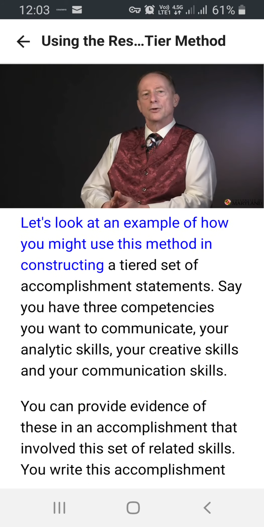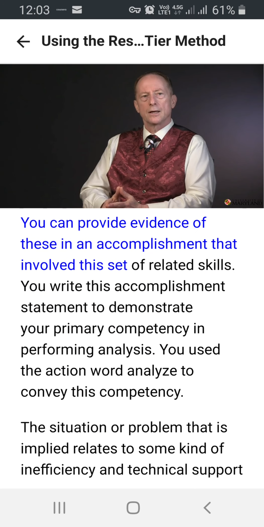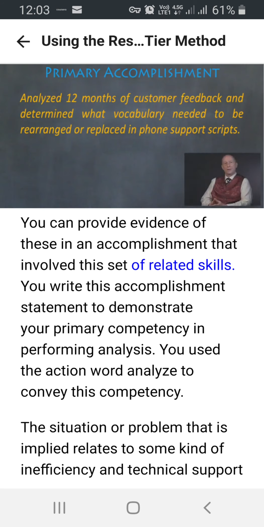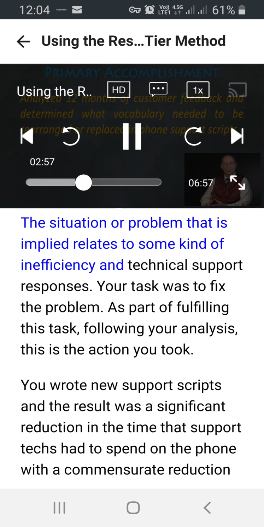Let's look at an example of how you might use this method in constructing a tiered set of accomplishment statements. Say you have 3 competencies you want to communicate: your analytic skills, your creative skills, and your communication skills. You can provide evidence of these in an accomplishment that involved this set of related skills. You write this accomplishment statement to demonstrate your primary competency in performing analysis. You use the action word analyze to convey this competency. The situation or problem that is implied relates to some kind of inefficiency in technical support response.